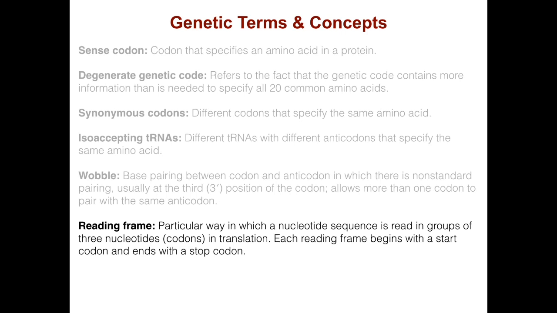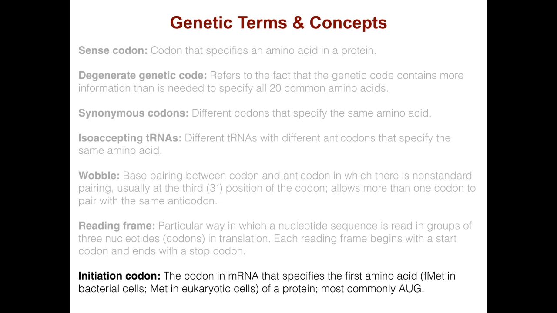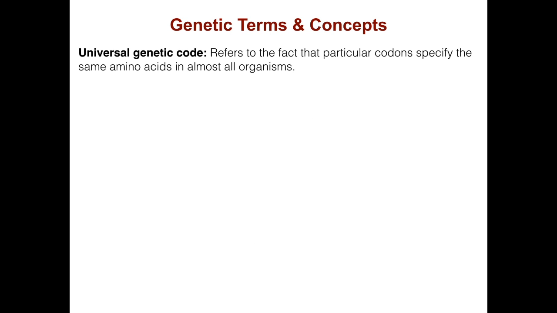Reading frame, particular way in which a nucleotide sequence is read in groups of 3 nucleotides, codons, in translation. Each reading frame begins with a start codon and ends with a stop codon. Initiation codon, the codon in mRNA that specifies the first amino acid, F-methionine in bacterial cells and methionine in eukaryotic cells. It's most commonly specified as AUG. Universal genetic code refers to the fact that particular codons specify the same amino acids in almost all organisms.